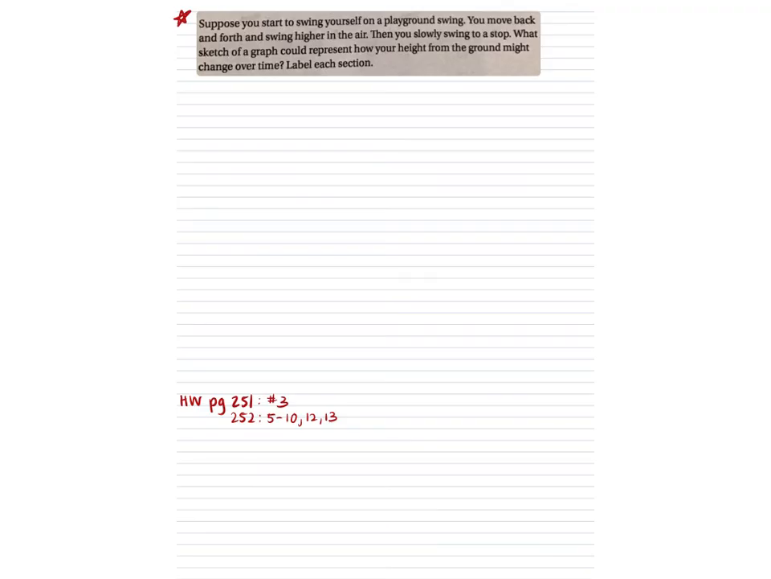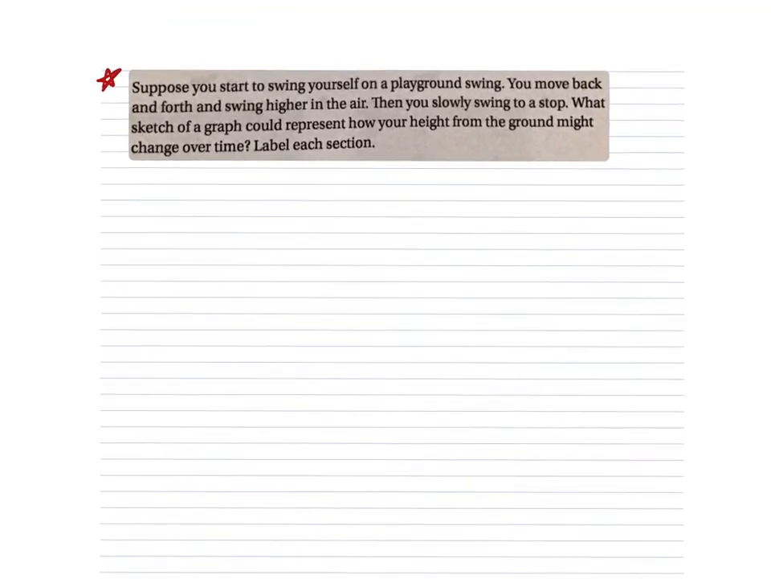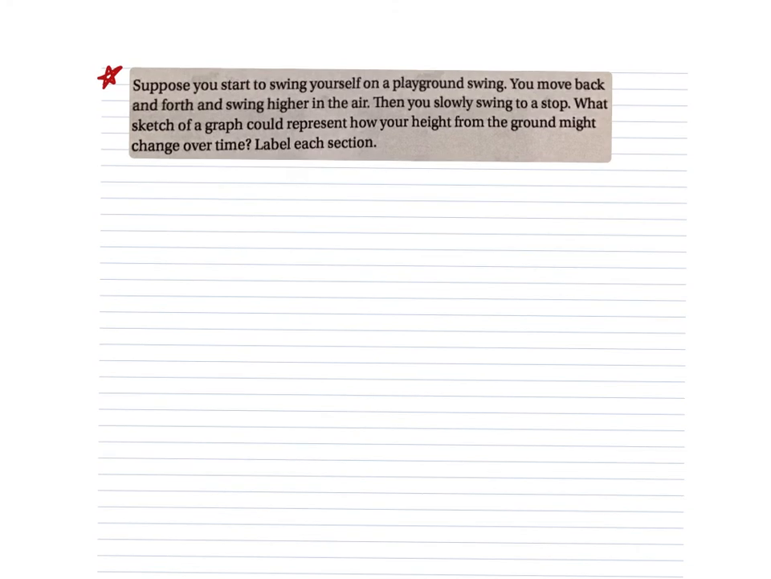Okay? Last one for you to try, and you're going to actually draw your own graph for this. Suppose you start to swing yourself on a playground swing. You move back and forth and swing higher in the air. Then you slowly swing to a stop. What sketch of a graph could represent how your height off the ground might change over time? Label each section. All right, this is a little challenging. See if you can figure this out yourself and then check back for the solution.